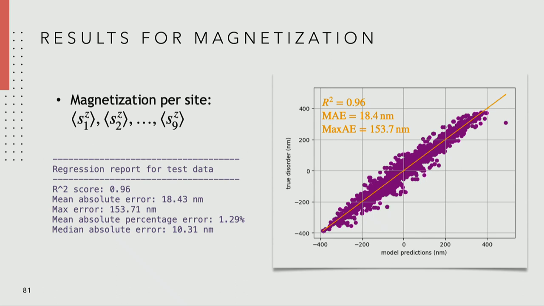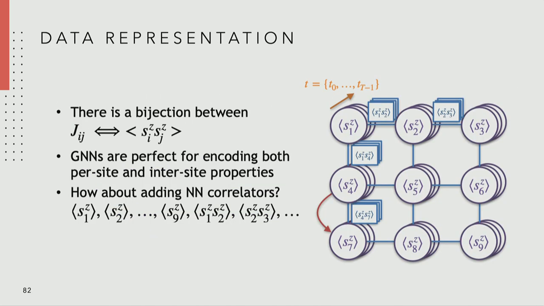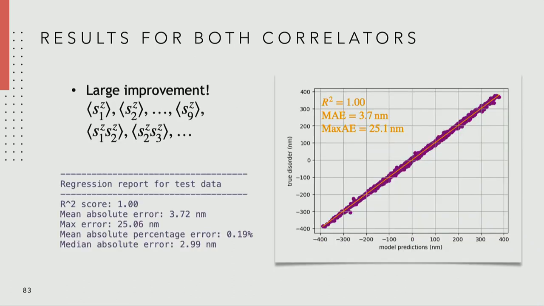But you can actually get much better if you take advantage of the presence of links and add next nearest neighbors on top of this representation. And after adding these correlators, you get basically the best regression results I have ever had in my life. Your error is like 3 nanometers, which is unnoticeable. They are extremely happy with this precision.